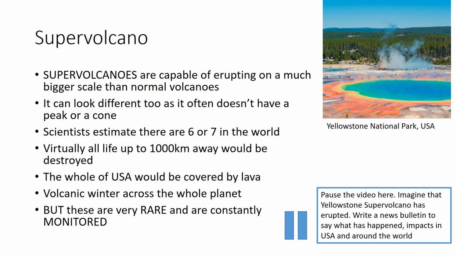But although a super eruption is possible and we can't stop it, Yellowstone supervolcano is constantly monitored to check for signs of activity. So it's likely that any threat of a catastrophic eruption would be picked up straight away. And thankfully, supervolcanic eruptions don't happen very often. The last one was at Toba, and that was 74,000 years ago.